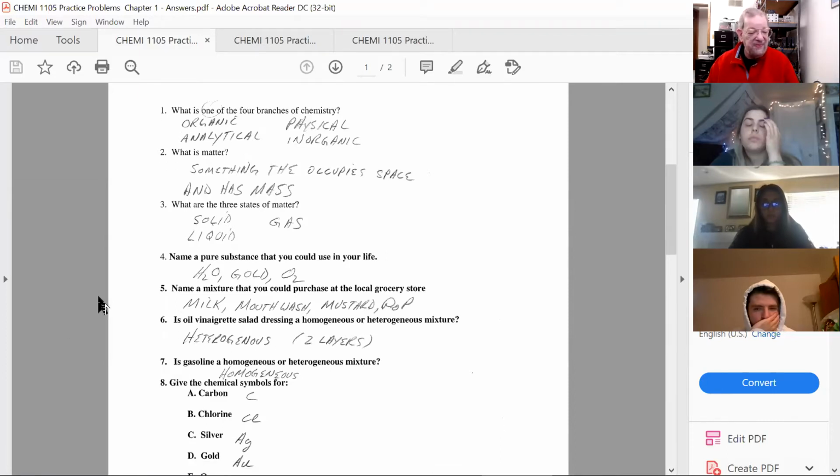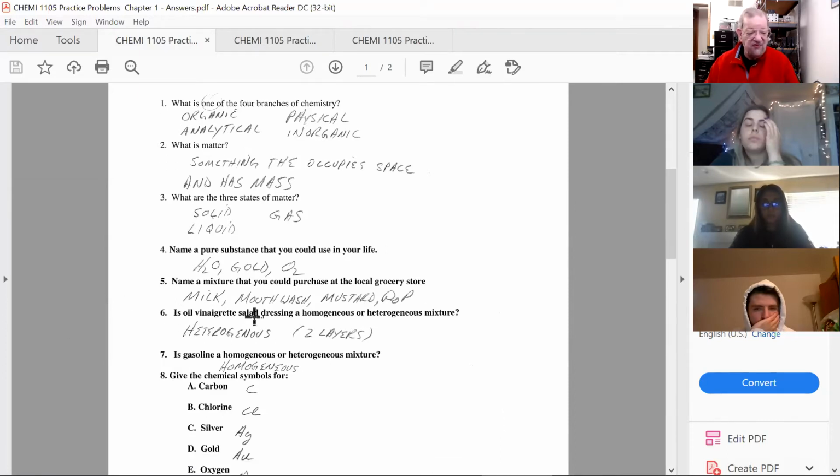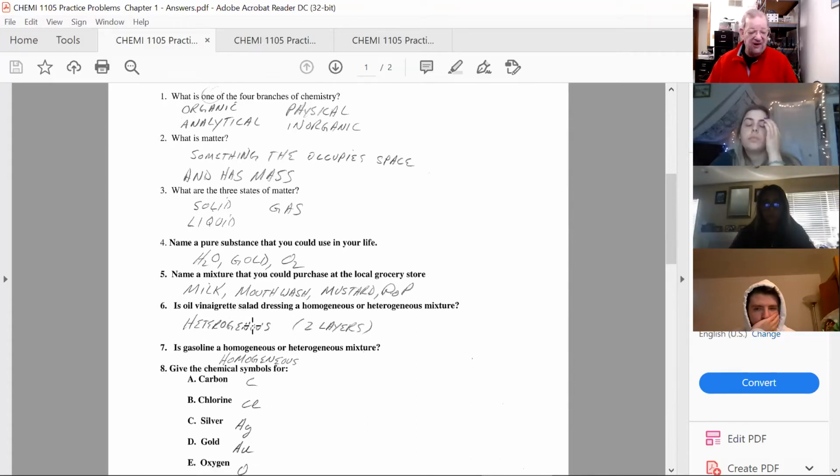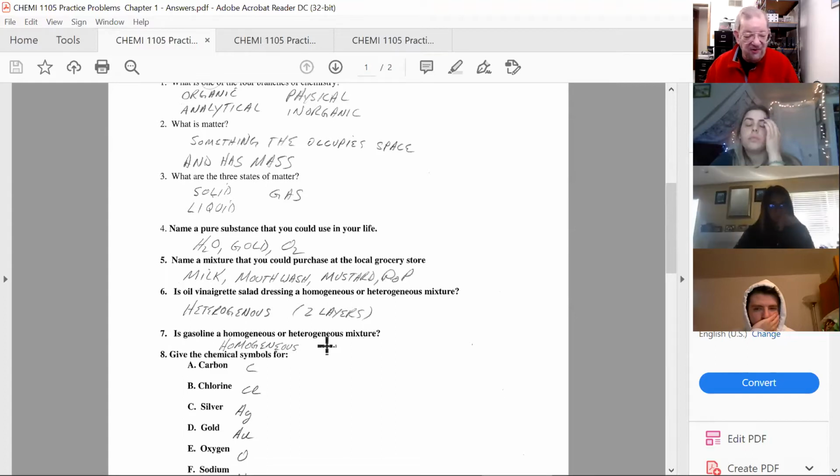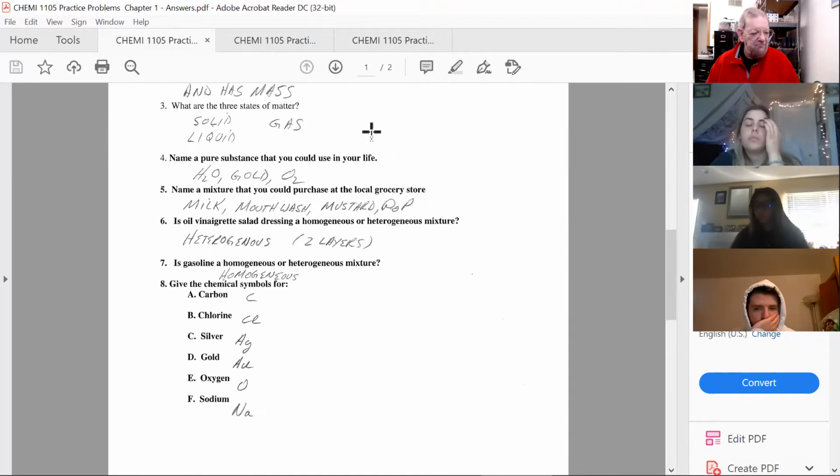All right. Now, oil vinaigrette salad dressing, is it homogeneous or heterogeneous? Remember, oil vinaigrette separates into 2 layers, therefore it's heterogeneous. Is gasoline homogeneous or heterogeneous? Well, if you take a sample of gasoline, do not try this at home, and put it in a container, you'll see it looks the same, and it better look the same throughout. So it's homogeneous.